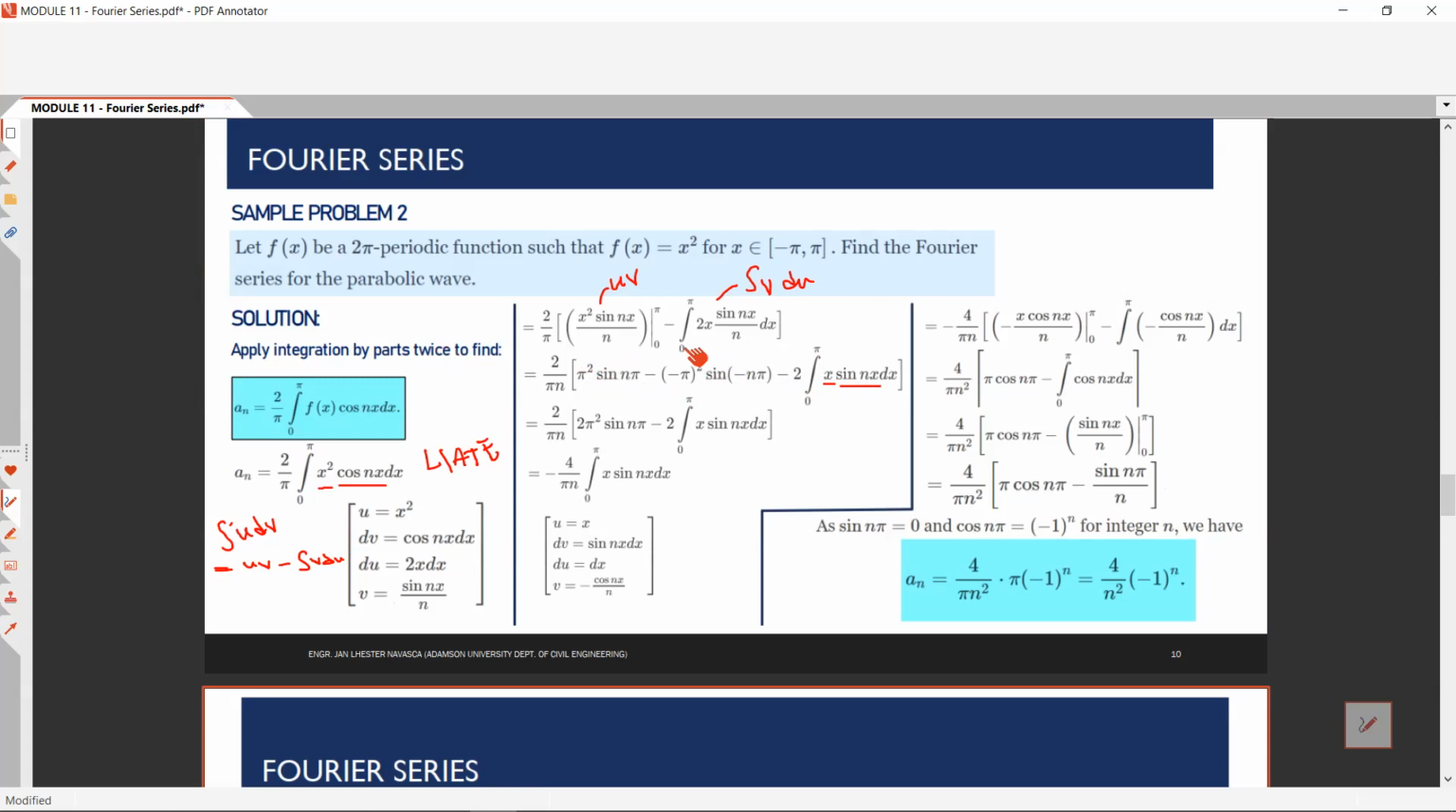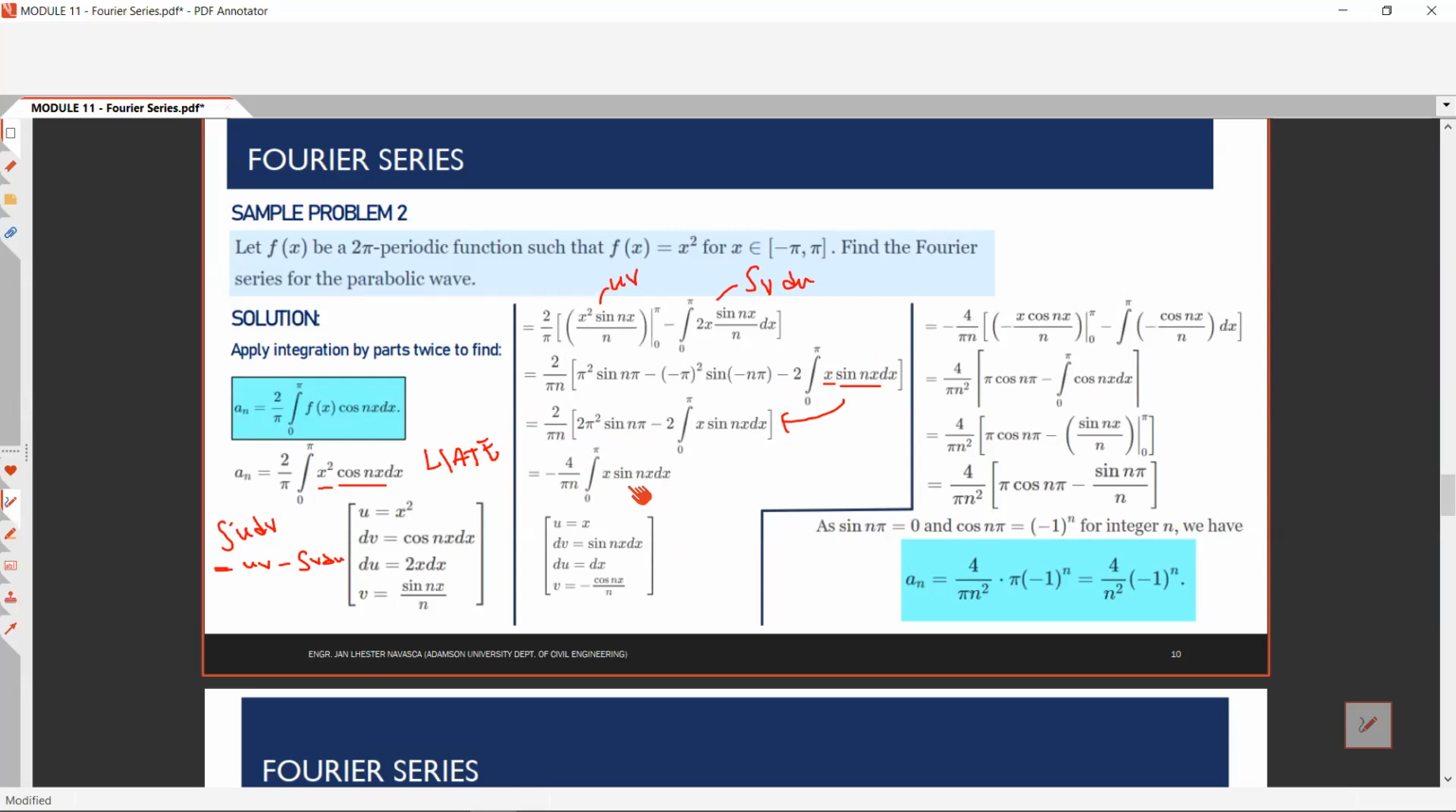This one is simplified as 2 pi squared sine n pi. Then we factor out the n here on the outside, so it becomes 2 over n pi, 2 pi squared sine n pi. Then this one, you need to solve again using integration by parts. So, negative 4 over n pi, integral from 0 to pi of x sine nx dx.